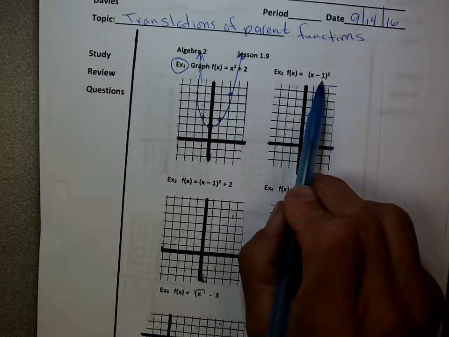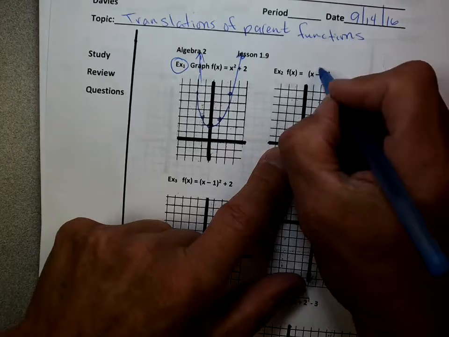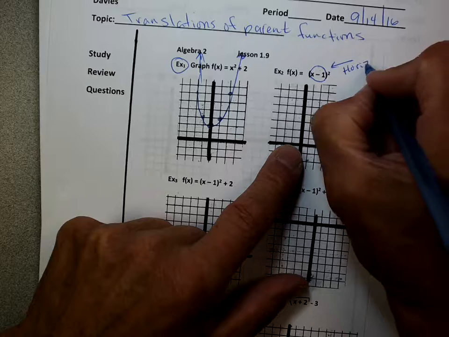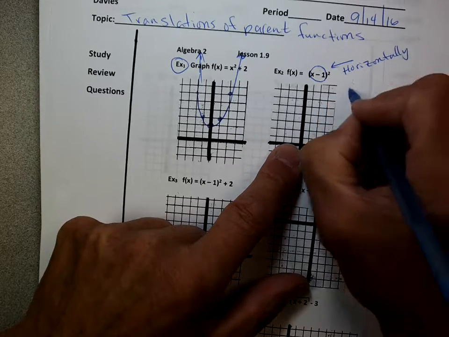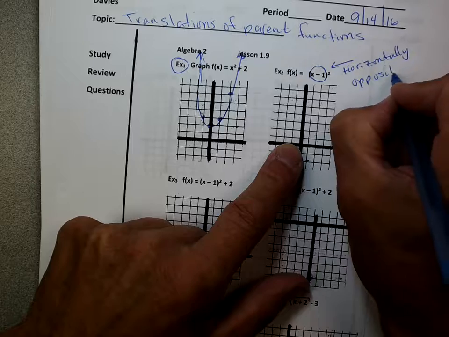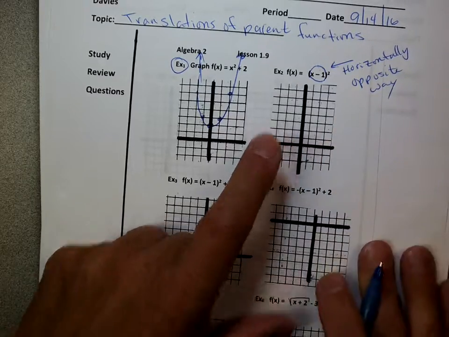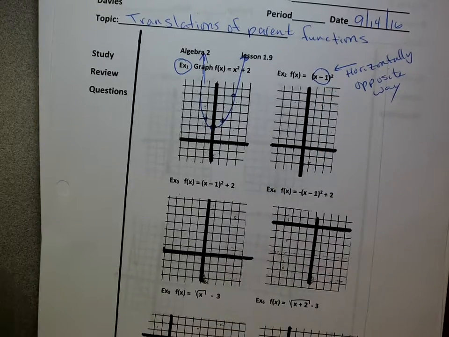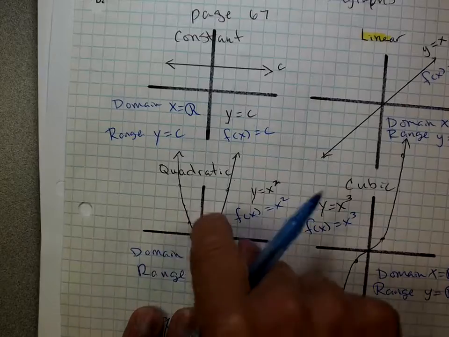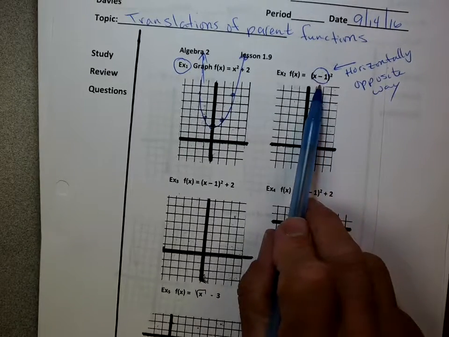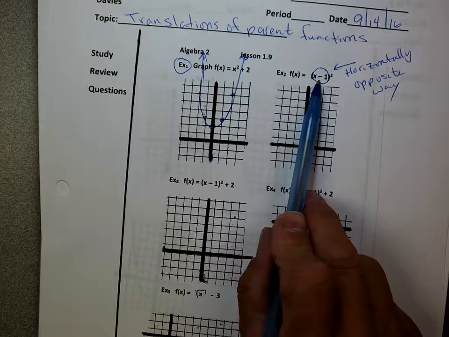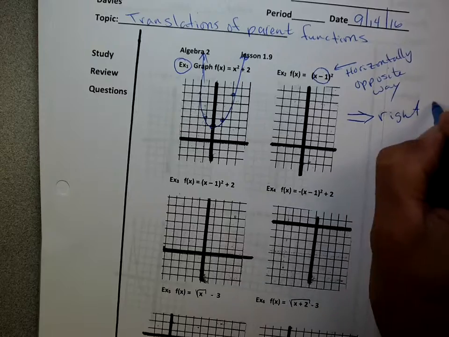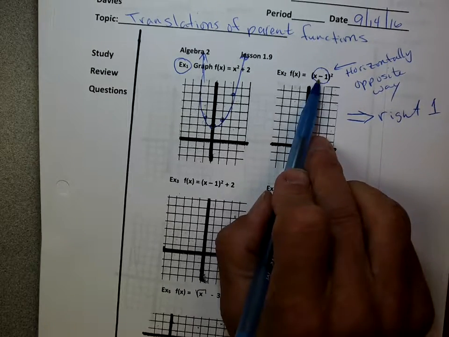X minus 1. Okay, now we learned yesterday that if it's on the inside, we're going to move it horizontally, but the opposite way. So I'm going to take my parent function. It's an x squared, right? It's an x squared, so I'm going to take my quadratic and I'm going to move it, okay? What I'm going to do with this one, though, is I'm going to move it, instead of back 1, we're going to move it to the right 1. Because we go the opposite of the inside, because it's what zeroes it out.